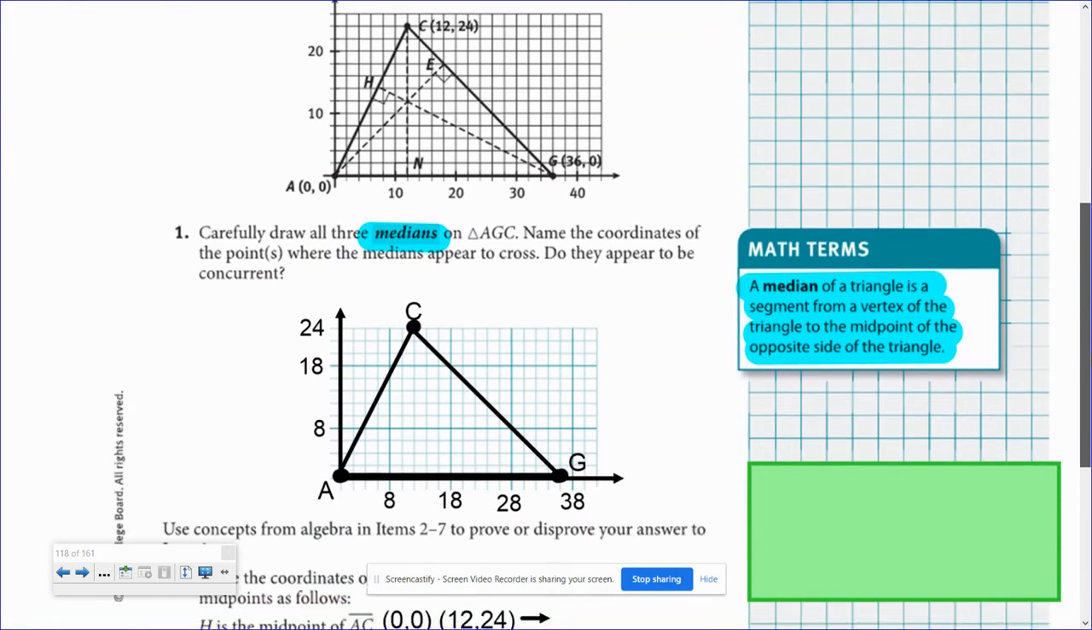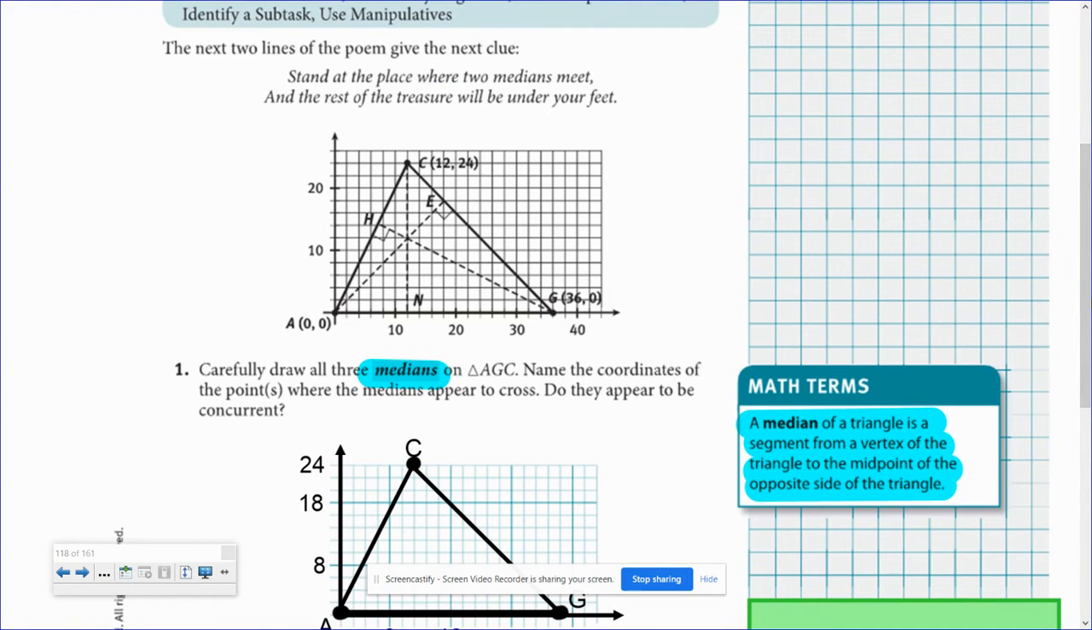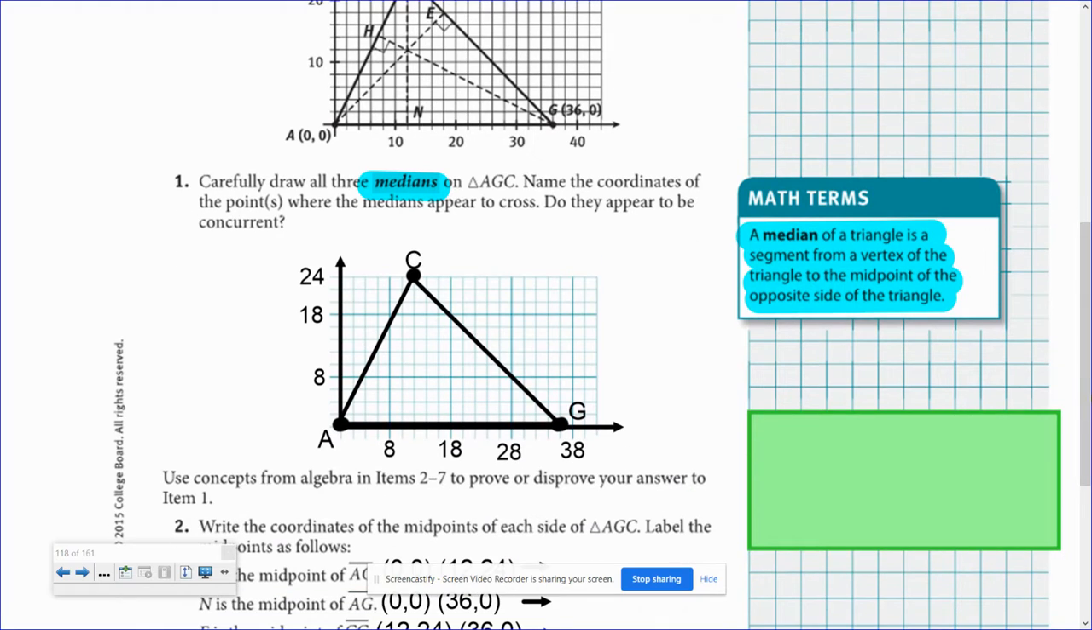So let's talk about what a median is. Okay, so we have this picture here, this triangle with vertices A, C, and G. And the points are listed there, for A, for C, and for G. But we're going to draw in the medians for these triangles. The median of the triangle is the segment from a vertex to the midpoint of the opposite side. So if I would start at A, for example, to find the median, I would draw that to the midpoint of the opposite side, GC.